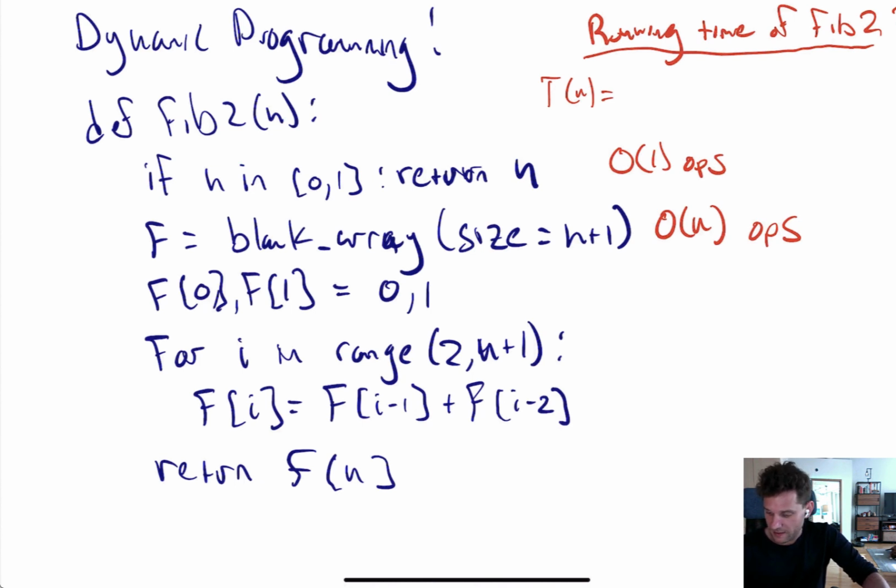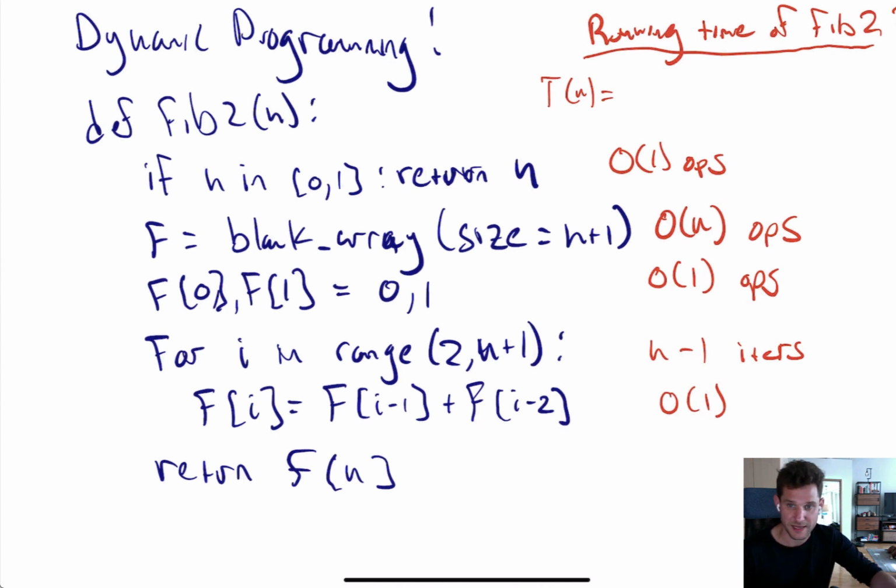Okay, the next line in this code is to just initialize the first two values. Again, this takes O of 1 operations, O of 1 steps, right? Because it just has to fill in two values in the array. Nothing scaling with n here. And then you have to do a loop that has roughly, I think, n minus 1 iterations of this O of 1 operation, right? The O of 1 operation is looking up the previous two values, adding them together, and then filling that into the ith value of the array. It has to do that n minus 1 times.